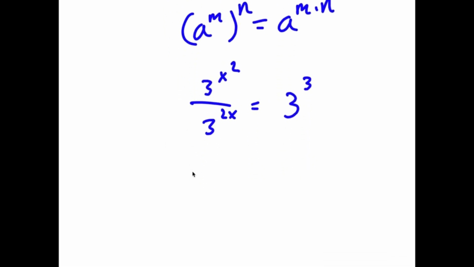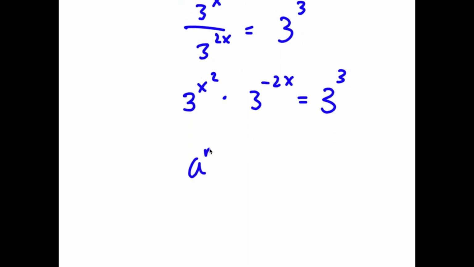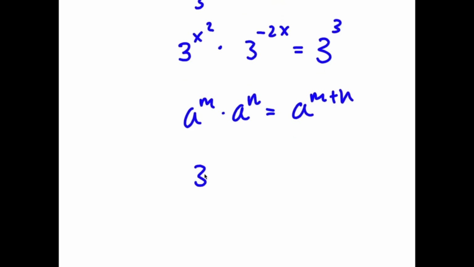And now I can rewrite this as 3 to the power of x squared times 3 to the power of negative 2x is equal to 3 to the power of 3. And a to the power of m times a to the power of n is equal to a to the power of m plus n. So this is going to equal 3 to the power of x squared minus 2x is equal to 3 to the power of 3.